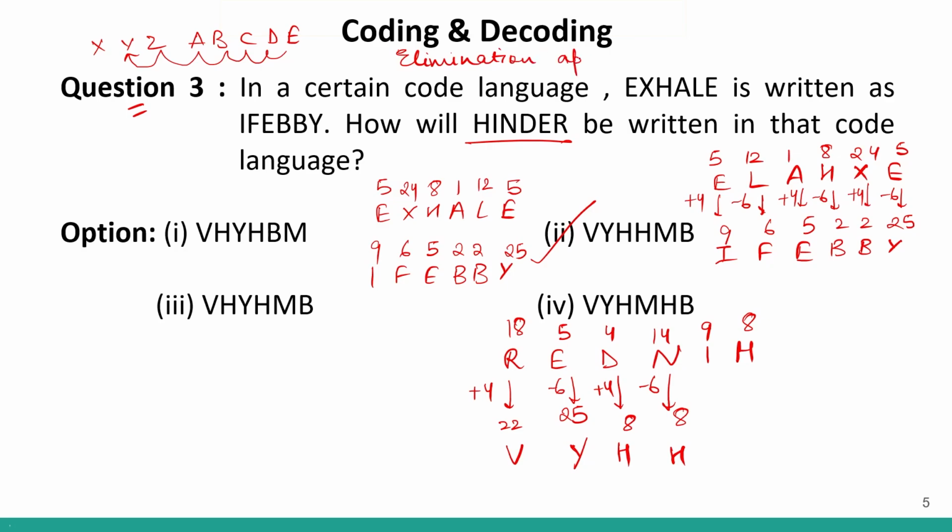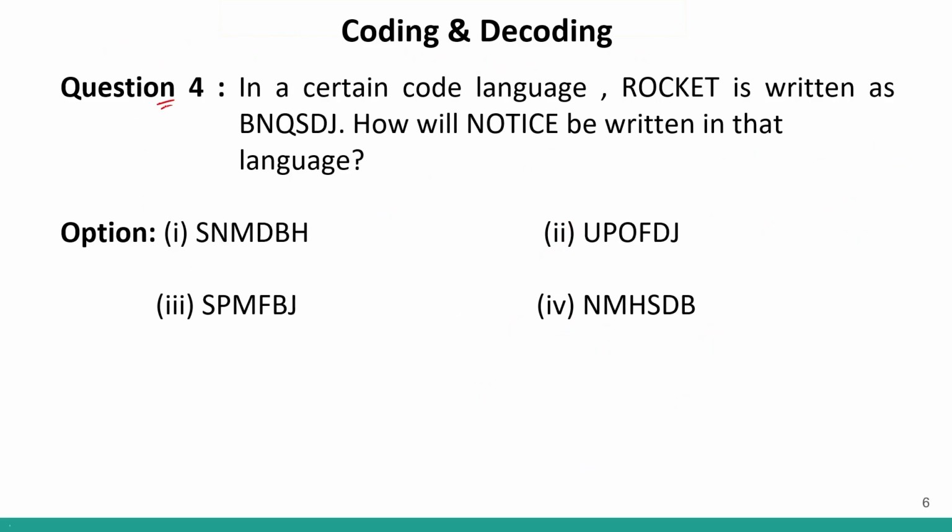Elimination approach. Okay. Moving forward to question number 4. Rocket is written like this. How will notice be written in that language?